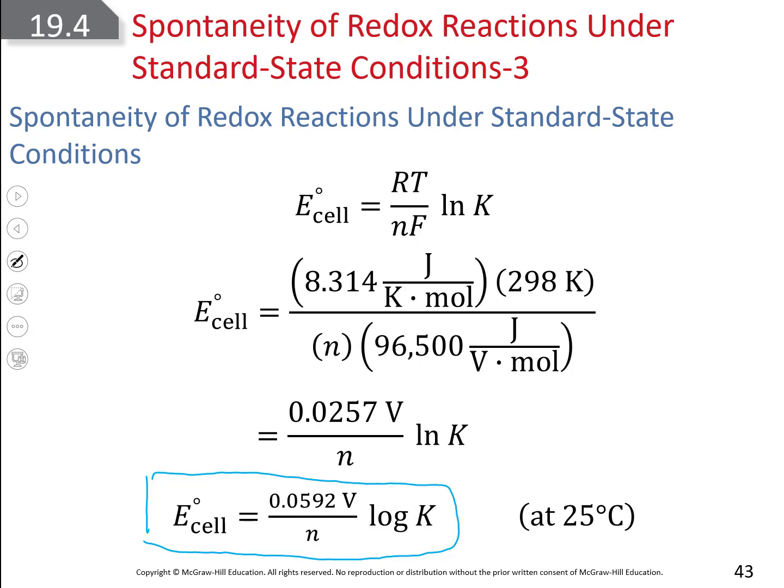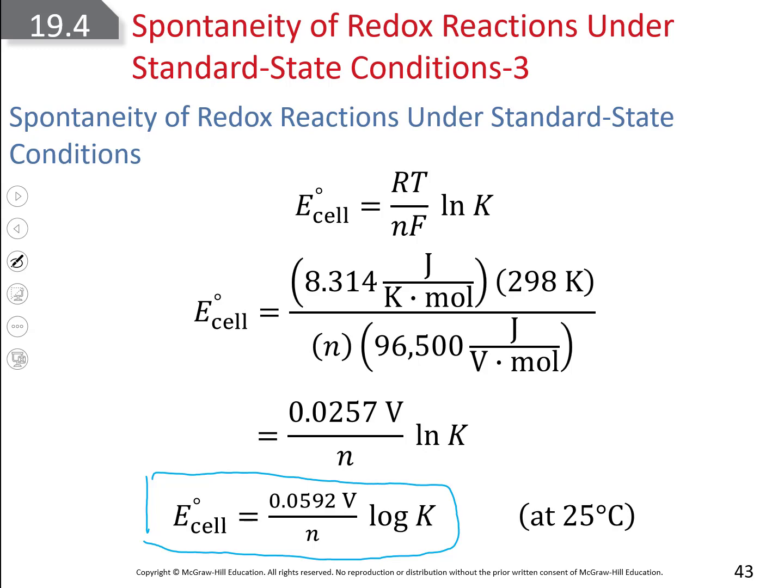If K is really, really small, what does that tell us about our reaction? Does it mostly go forwards or mostly go backwards? Or mostly products at the end or mostly reactants at the end? Reactants, mostly reactants at the end. So if K is really small, then the reaction favors the reverse reaction. Whereas if K is really, really big, then it's going to favor the forward reaction.